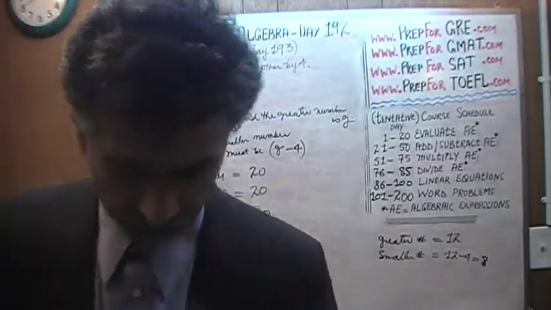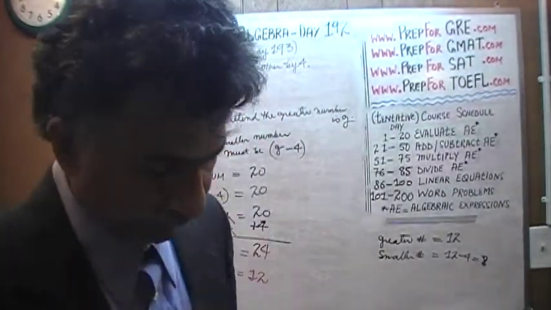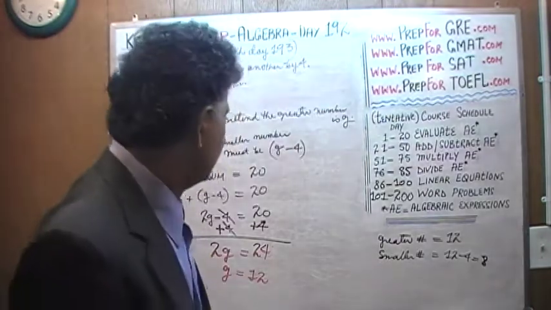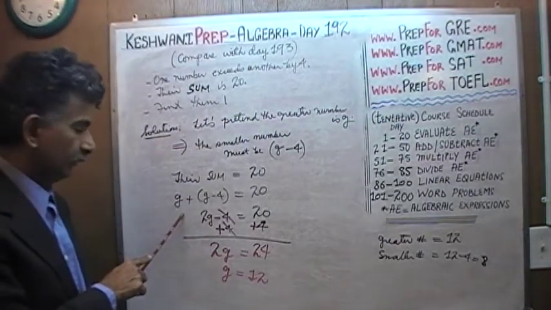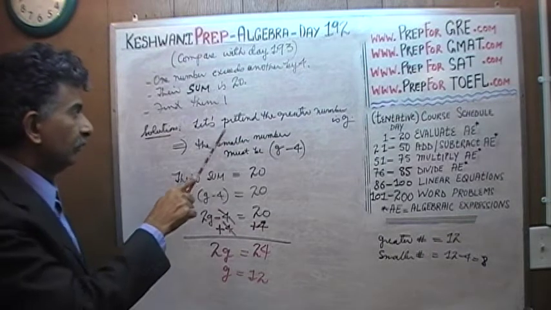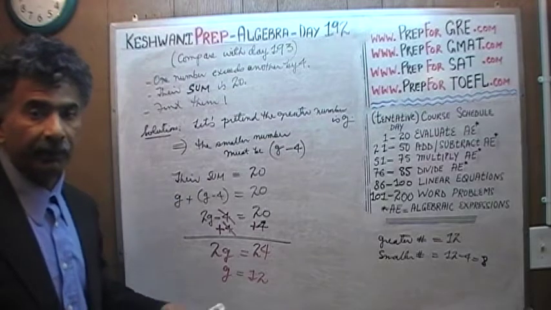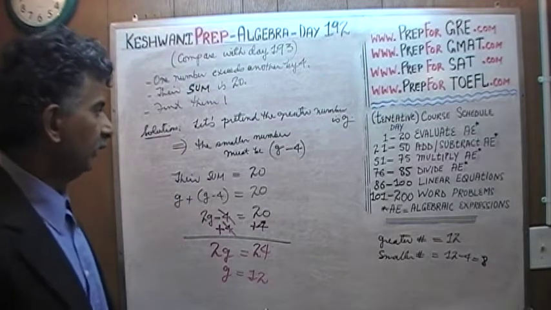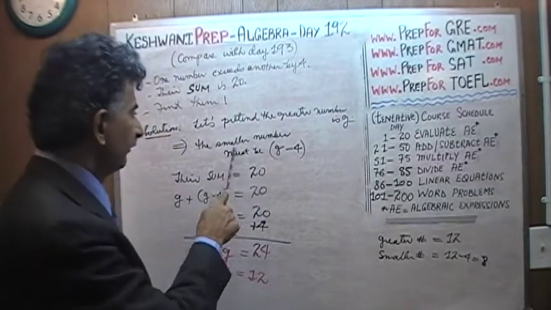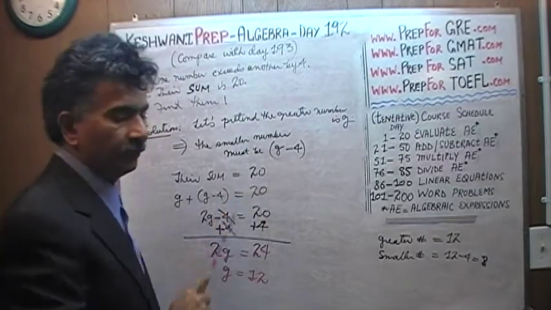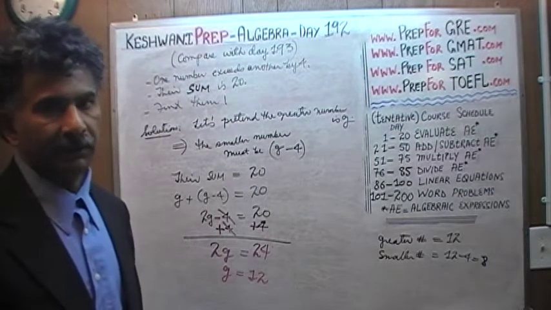Now we are going to solve the same problem in a different method. In this method, we only have one variable in our equation, and we only have one equation. Even though we have two numbers, the large and the small, we define everything in terms of one variable, because we express the smaller number as G minus 4. We did not give it its own unique, distinct identity.